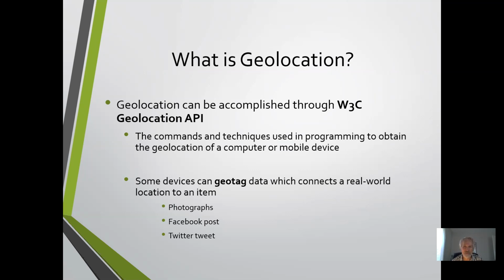A geolocation can be accomplished through a process called the W3C geolocation API. So this allows programmers to write programs that can tap into this. They can obtain that information from either computers or mobile phone type devices, and then they can write programs that will create that kind of stuff. So that's a pretty neat little process.